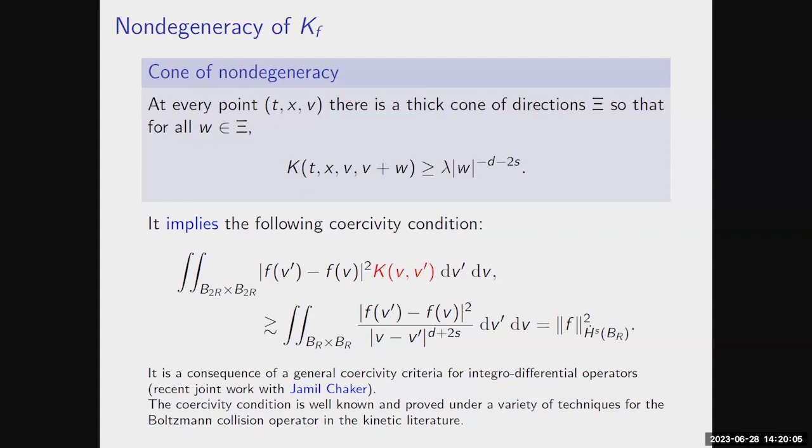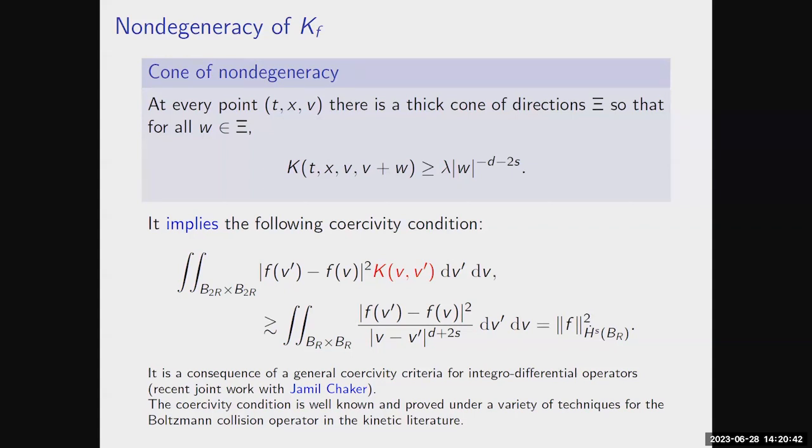Why do I say that? Because if you have a quadratic form with a kernel, having a thick cone of directions where a kernel is bounded below is enough to conclude the coercivity estimate that this quadratic form is bounded below by the H^s norm of f squared. And that's a generic statement about integro-differential diffusions. So having a thick cone of directions is some form of ellipticity that gives you this non-degeneracy of quadratic forms.